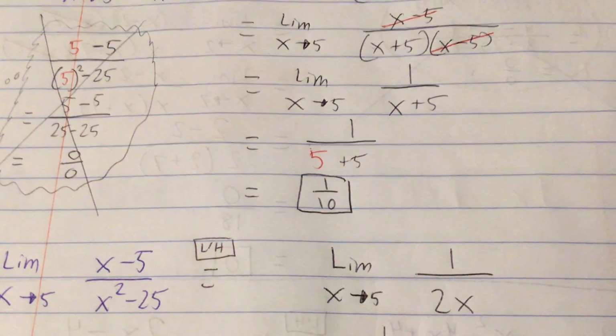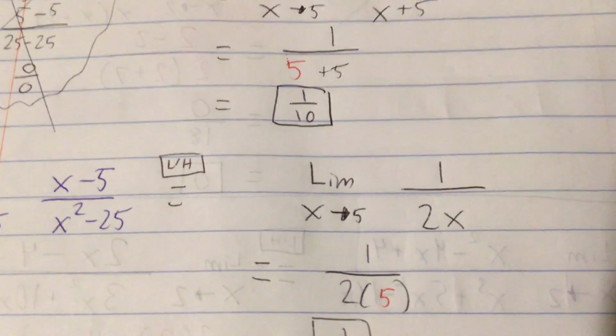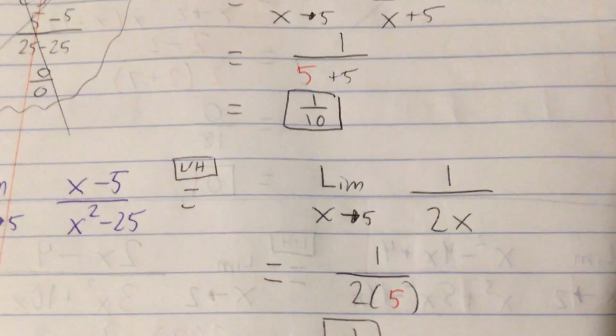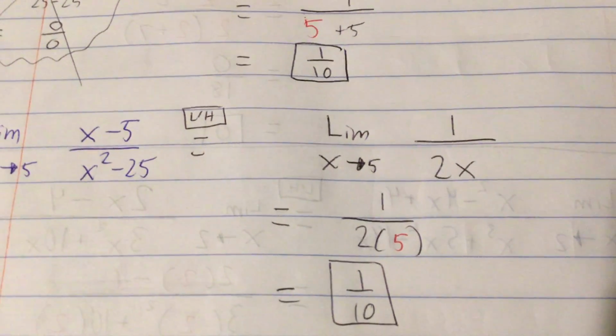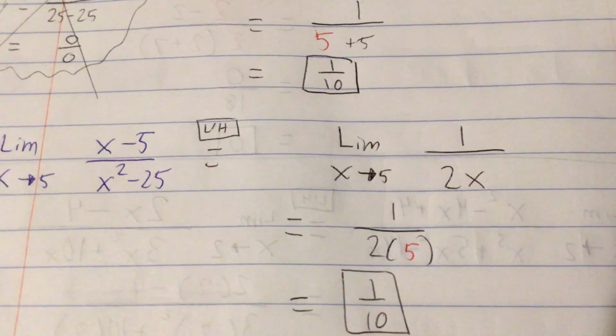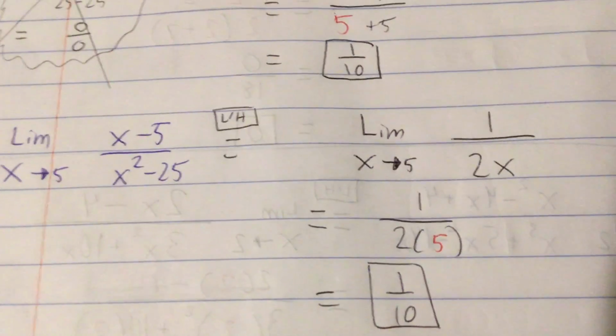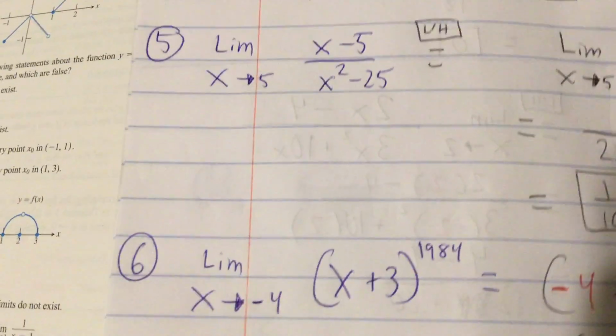So now, is it legal for me to plug in x equals 5? Yeah. 1 over 2 times 5 is still 1/10. Do you overstand? Okay. Let's take a look at the next problem.